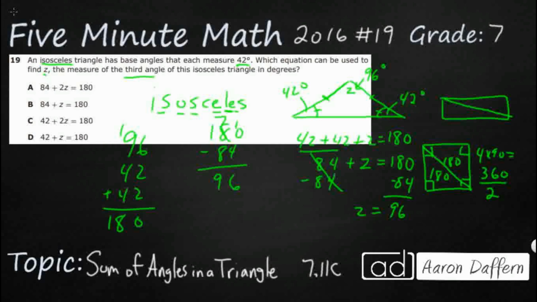So 96 makes sense. And if you want, you can try plugging 96 into some of these other ones, but you're going to see that it just doesn't work. It's just not enough. So it is going to be this B, 84 plus z equals 180 degrees.